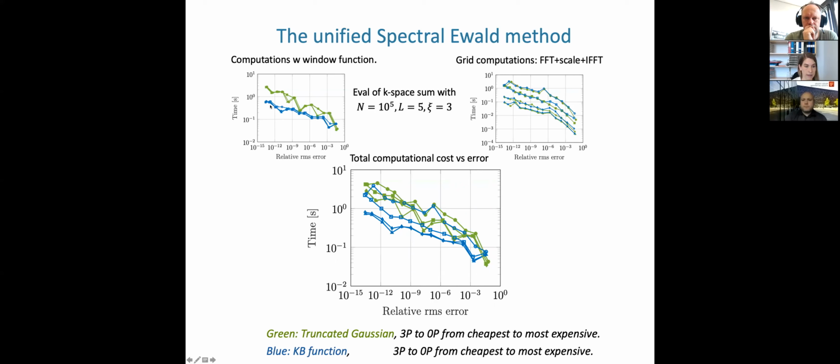So here, if we look at the cost, these are just for the window function spreading and such. Then the Kaiser-Bessel is of course cheaper. The FFT parts are very similar in the grids. When you add them together, the lowest line is always triple periodic, it's the cheapest, and then you go up and it gets more expensive. The blue group is the Kaiser-Bessel, which will always be at least a bit cheaper. So those are the ones that we will actually use.